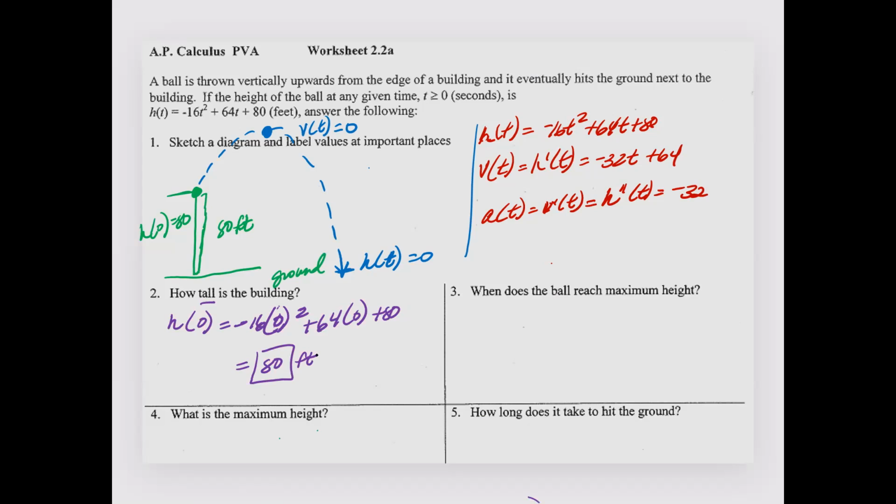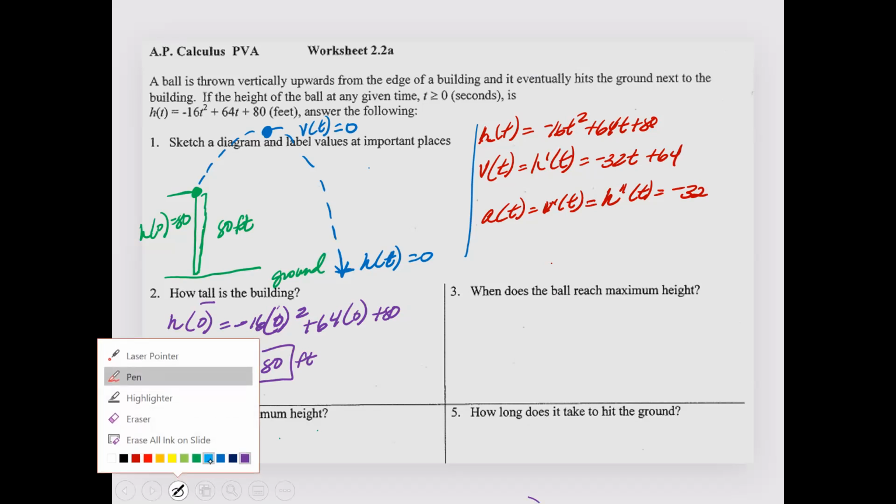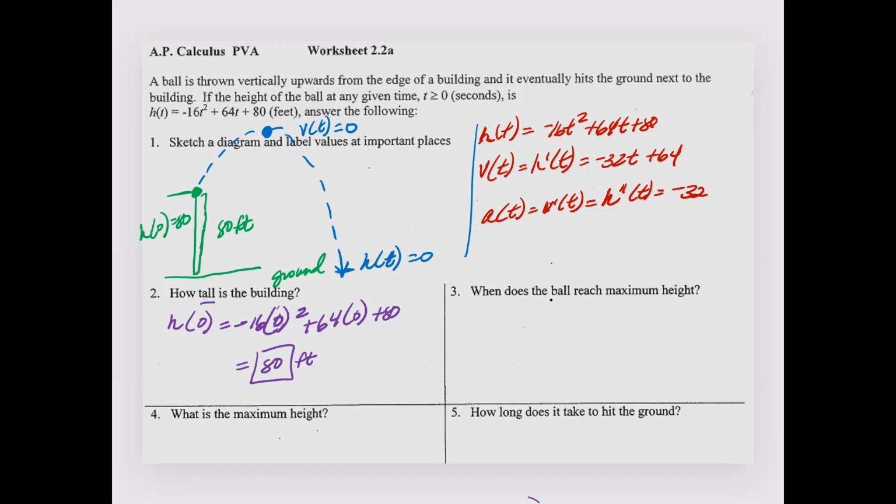Number 3, when does the ball reach maximum height? So a lot of times you need to learn how to interpret the question. When it says when, it's talking about time. So it's asking you to find t. Reaching the maximum height is when the velocity is equal to 0. So v of t is equal to 0.